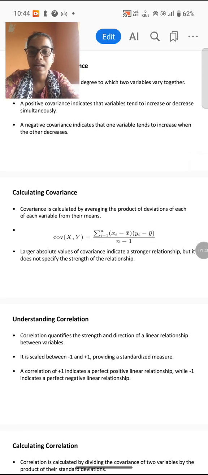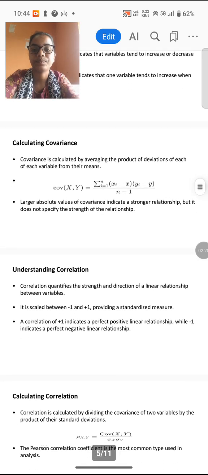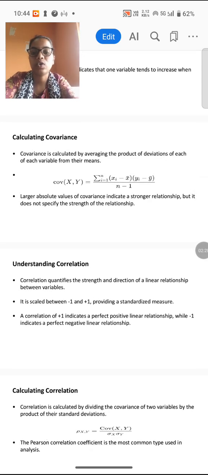When it comes to the next slide, that is calculating covariance. Covariance is calculated by this formula: covariance of x, y equals summation i equals 1 to n of (xi minus x bar) into (yi minus y bar), divided by n minus 1. Here x and y are the variables, xi is a data point in variable x, and x bar is the mean of that variable. Similarly, yi is a data point and y bar is the mean of the data points in variable y, and n refers to the number of data points in the sample. This is the formula for calculating covariance.